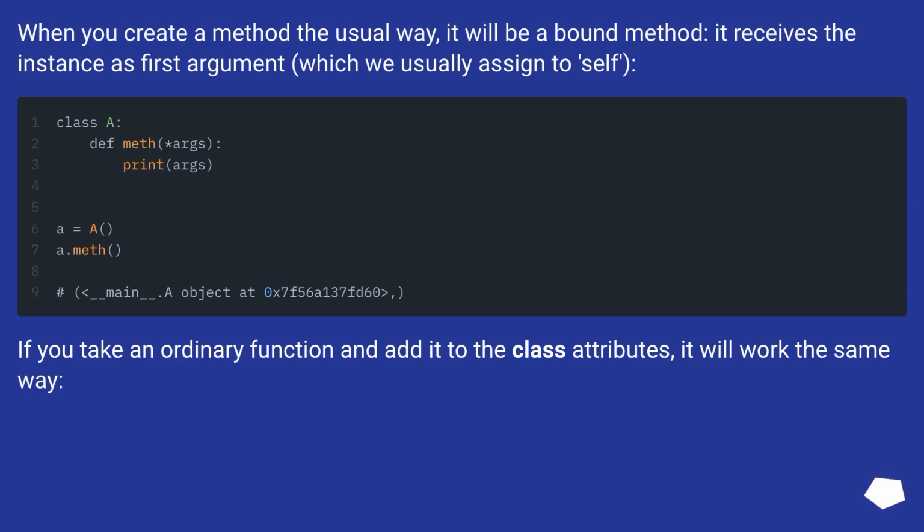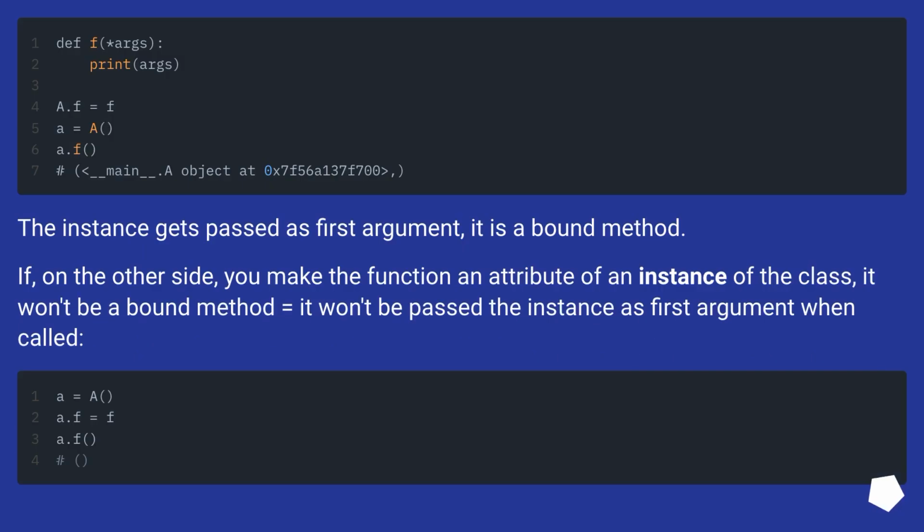If you take an ordinary function and add it to the class attributes, it will work the same way. The instance gets passed as first argument. It is a bound method. If, on the other side, you make the function an attribute of an instance of the class, it won't be a bound method, meaning it won't be passed the instance as first argument when called.